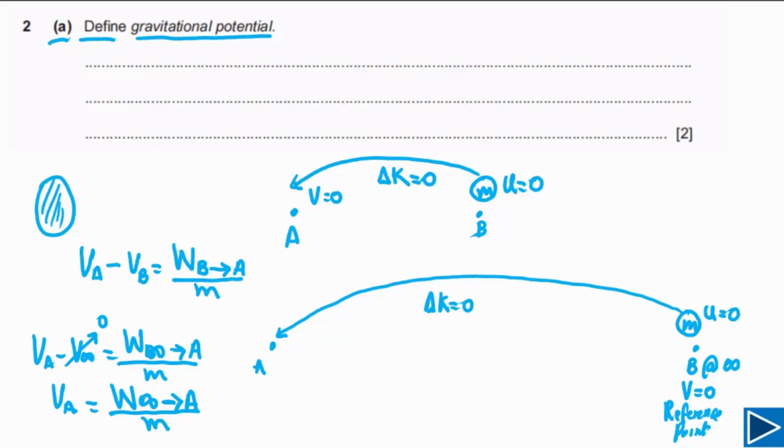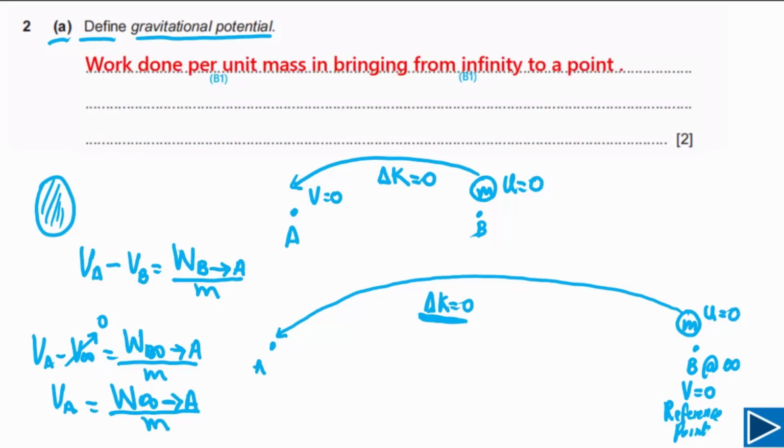But one thing we need to understand is that this is equal to the amount of work done per unit mass to bring mass from infinity to that point without change in kinetic energy of the mass. So this is how we can define gravitational potential. Now let me show you how you can write down your answer. And this is how you can write down your answer.